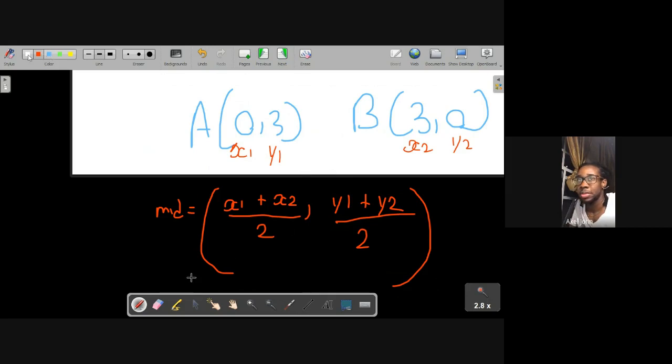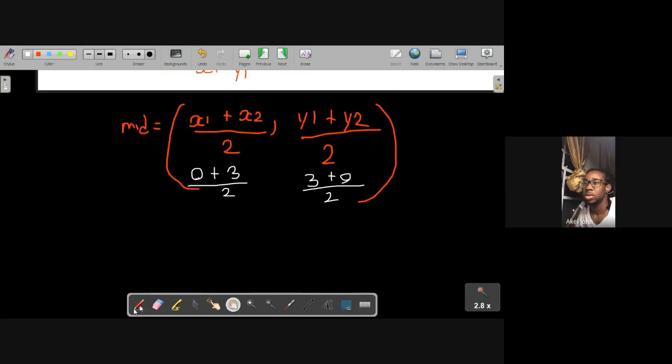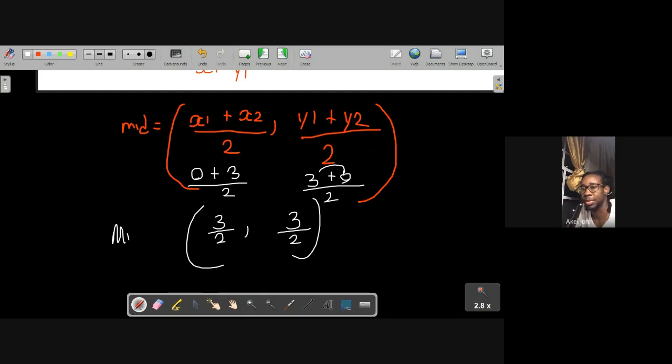x1 is 0, plus x2, you're putting 3, y1 is 3 plus y2, that is 0, over 2. So 0 plus 3 is 3, that gives us 3 over 2, and 3 plus 0 this time is 3 over 2. So this would be the midpoint of A and B.